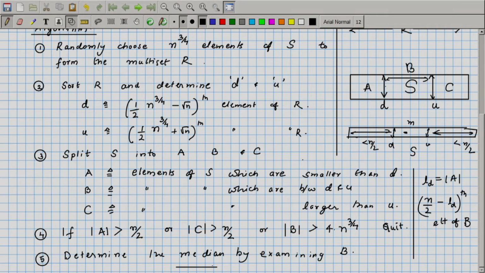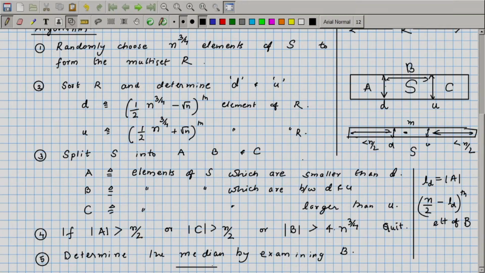Now, first let us see that this algorithm works in linear time. The first step of choosing n raised to 3 by 4 elements can of course be done in order n time. Since R consists of only n raised to 3 by 4 elements, we can just use an n log n sorting algorithm, and this step will take only n raised to 3 by 4 times log of n raised to 3 by 4. That is the time taken by step 2, and that is going to be less than order of n.